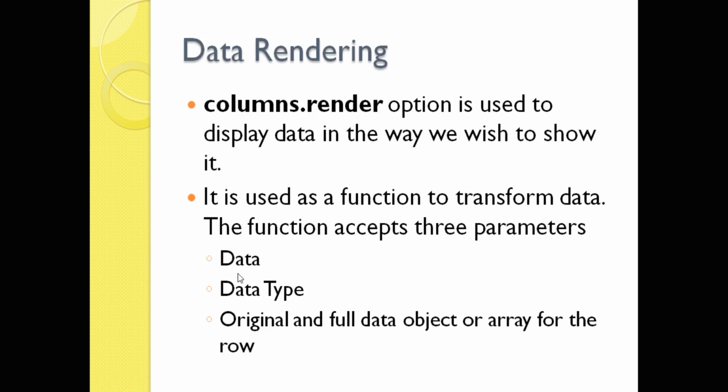This first data represents a single value of that row, whereas the last argument represents the entire row. Many times we need the entire row also. Again, with the help of an example, I am going to explain this. So let us switch to Visual Studio and understand this data rendering practically.